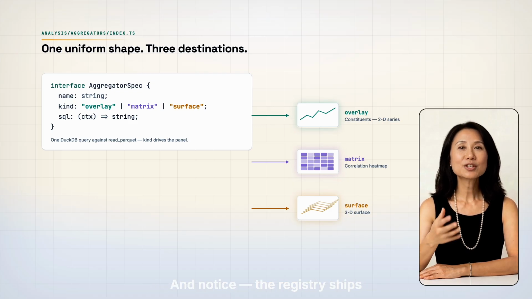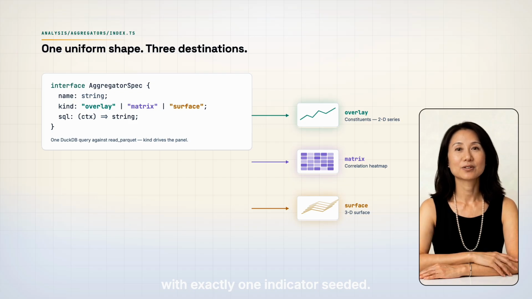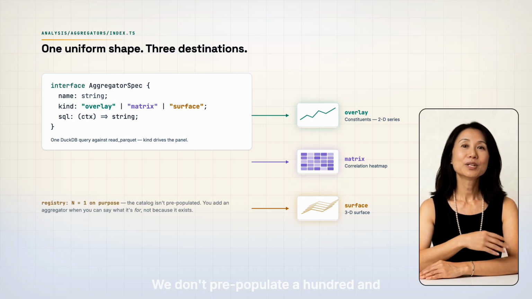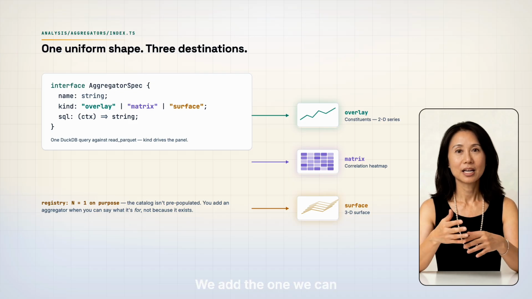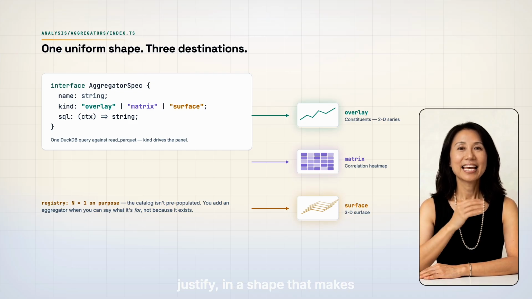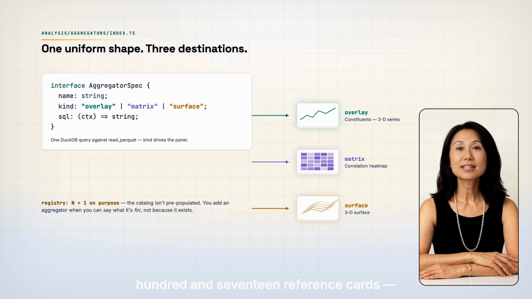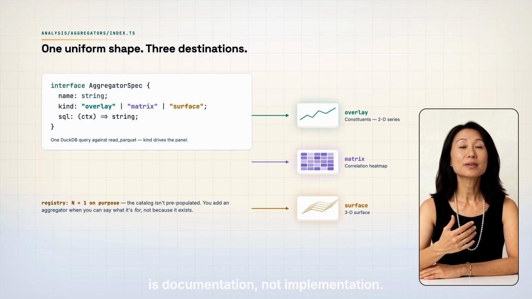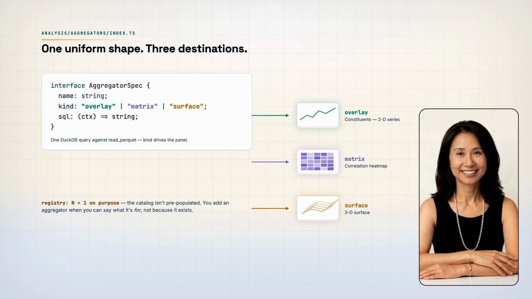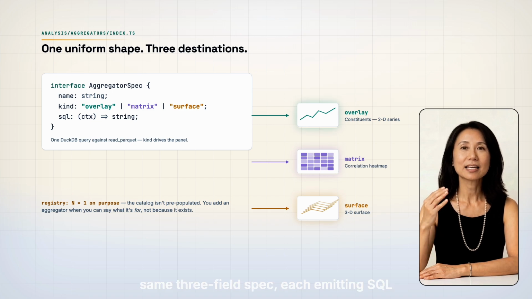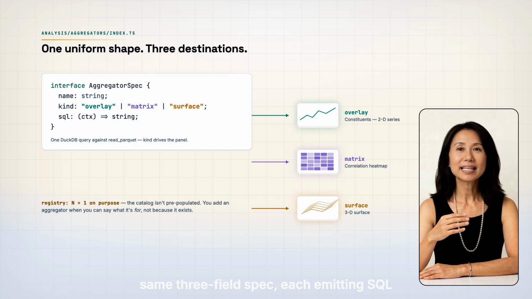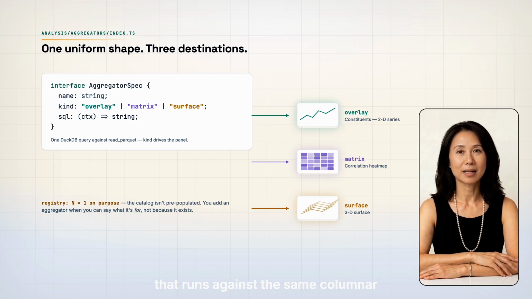And notice, the registry ships with exactly 1 indicator seeded, on purpose. We don't pre-populate 117. We add the one we can justify, in a shape that makes the next one additive instead of special. That restraint is the whole philosophy in miniature. The catalog on disk, 117 reference cards, is documentation, not implementation. The implementation earns each indicator one at a time, each as the same three-field spec, each emitting SQL that runs against the same columnar bars.